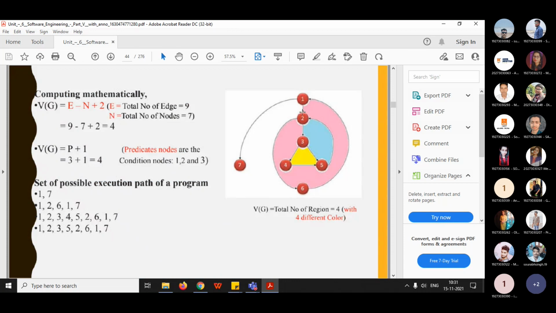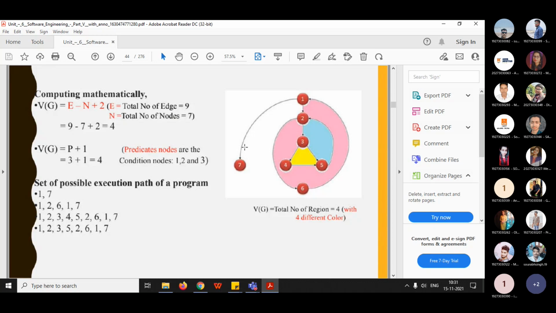So see here, 1 to 2, 2 to 3, 3 to 4, 4 to 5, 5 to 2, then 2 to 6, then 6 to 1, then 1 to 7. This is another path. And the next path is 1 to 2, then 2 to 3, then 3 to 5, then 5 to 2, then 2 to 6, then 6 to 1, then 1 to 7. So the path is flowing like this. This many possible paths are there in this graph.